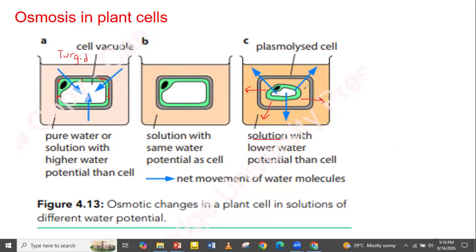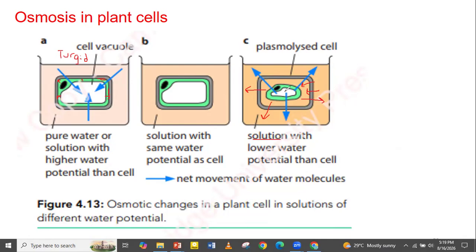And now we are going to have space left here. And usually the solution outside can enter and occupy that space. So such a cell that has a very small vacuole, that has lost water, the turgor pressure has decreased. The cell membrane has pulled away from the cell wall. Such a cell is said to be plasmolysed. And plasmolysis occurs in plant cells. You shouldn't use the word plasmolysis in animal cells.